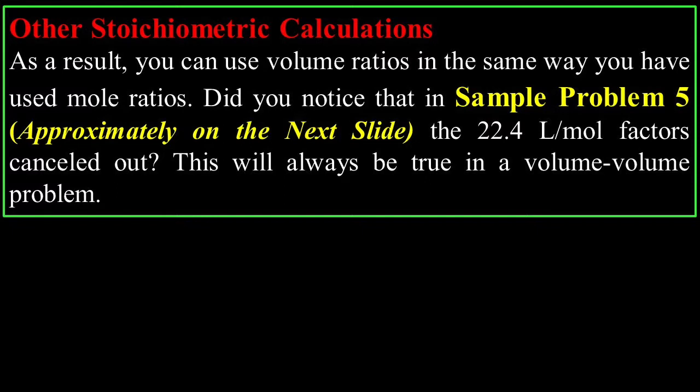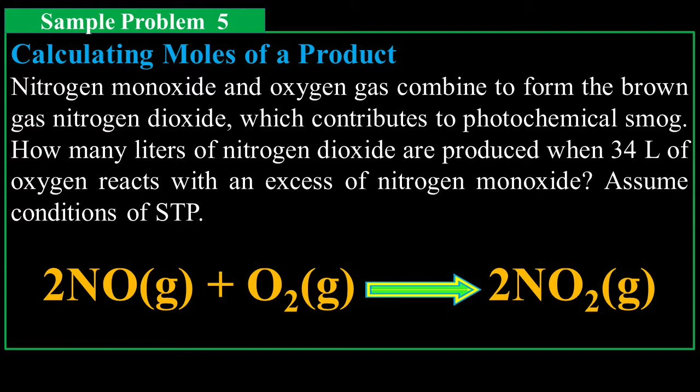As a result, you can use volume ratios in the same way you have used mole ratios. Did you notice that in sample problem 5, approximately on the next slide, the 22.4 liters per mole factors canceled out? This will always be true in a volume problem. Nitrogen monoxide and oxygen gas combine to form the brown gas nitrogen dioxide, which contributes to photochemical smog. How many liters of nitrogen dioxide are produced when 34 liters of oxygen reacts with an excess of nitrogen monoxide, assuming conditions of STP? Now, here is the stoichiometric equation: 2 moles nitrogen monoxide gas plus 1 mole oxygen gas yields 2 moles nitrogen dioxide gas.